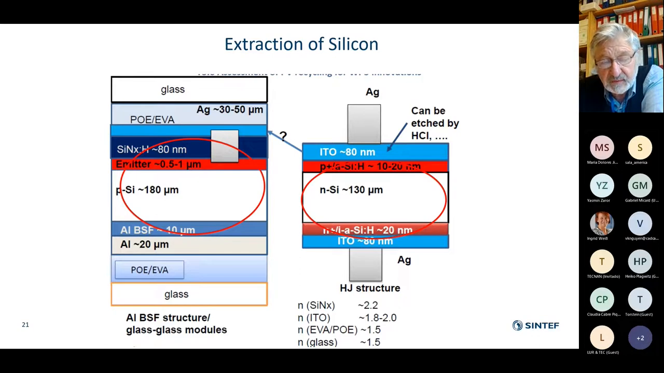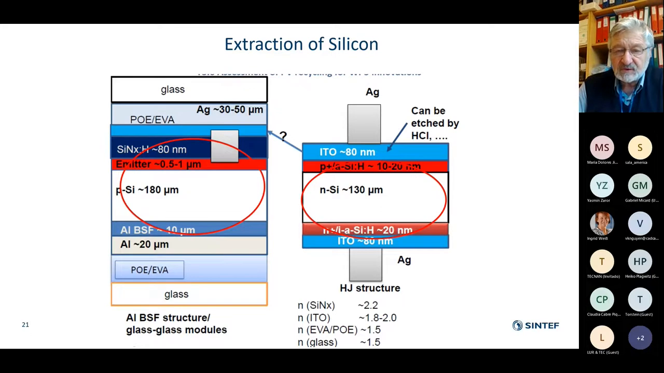So we have basically two different types of solar cells. If you make a rough splitting of types of solar cells, we have classical solar cells with silicon base, emitter, anti-reflection coating, and we have heterojunction solar cells, which are in fact quite different because they have a very thin emitter in the range of 10-20 nanometers from amorphous hydrogenated silicon. And then instead of silicon nitride, they have ITO layers on both sides, a symmetrical structure. Of course, extraction of silicon is different, because we have different materials and they have to be treated differently.